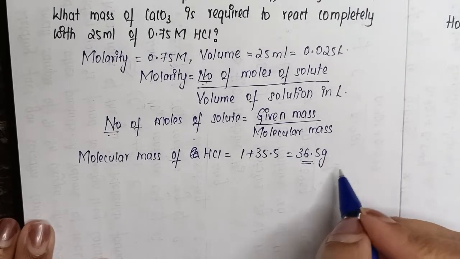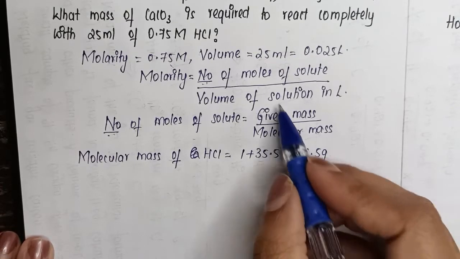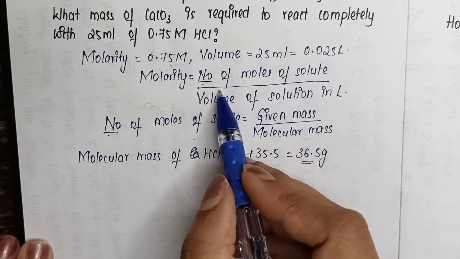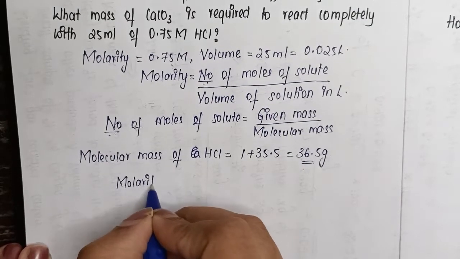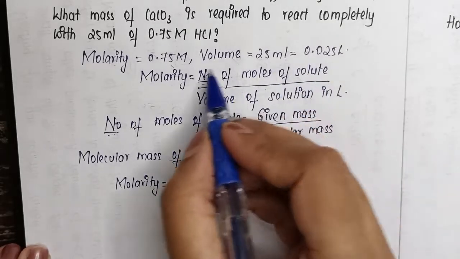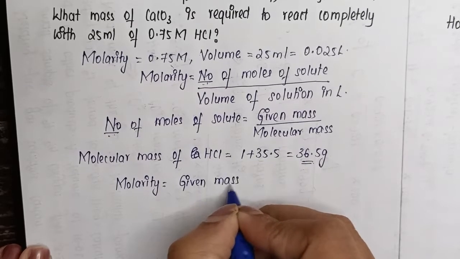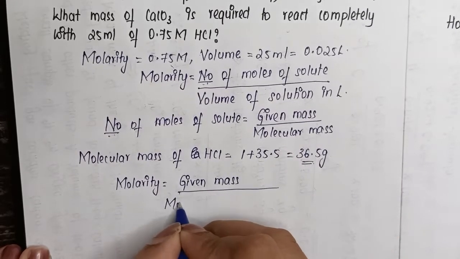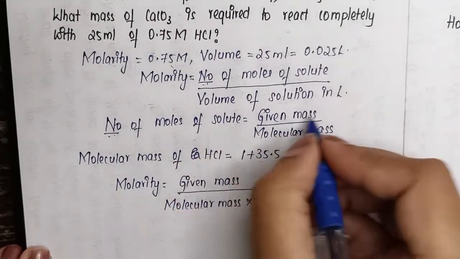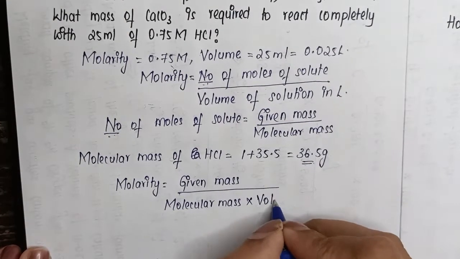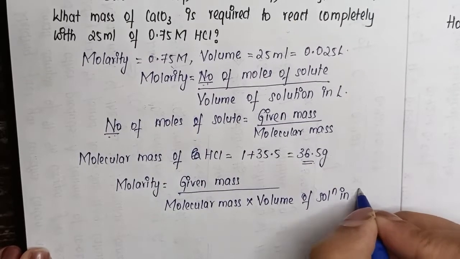So we know the molecular mass, but we don't know the given mass. So whatever values we have, let's just expand the number of moles here and put all the values. Therefore, the molarity formula, I'm just rewriting: molarity, on expanding number of moles, is given mass by molecular mass into the remaining part of the denominator, which is volume of solution in liters.